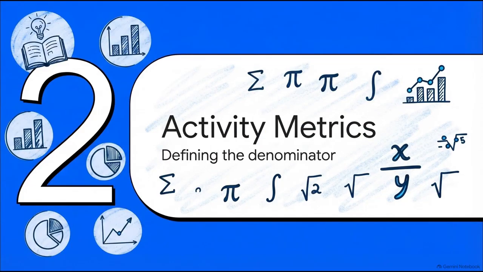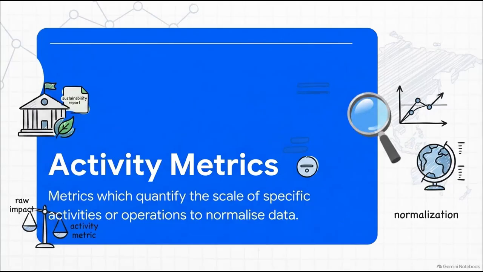Which brings us to Section 2, defining activity metrics, or as I like to think of it, defining the denominator. So the SASB framework provides a highly specific tool for this scaling problem. Right in the introduction of the standard, it defines activity metrics as, quote, metrics which quantify the scale of specific activities or operations by an entity and are intended for use in conjunction with the disclosure metrics to normalize data and facilitate comparison. Think of activity metrics as the great normalizer.